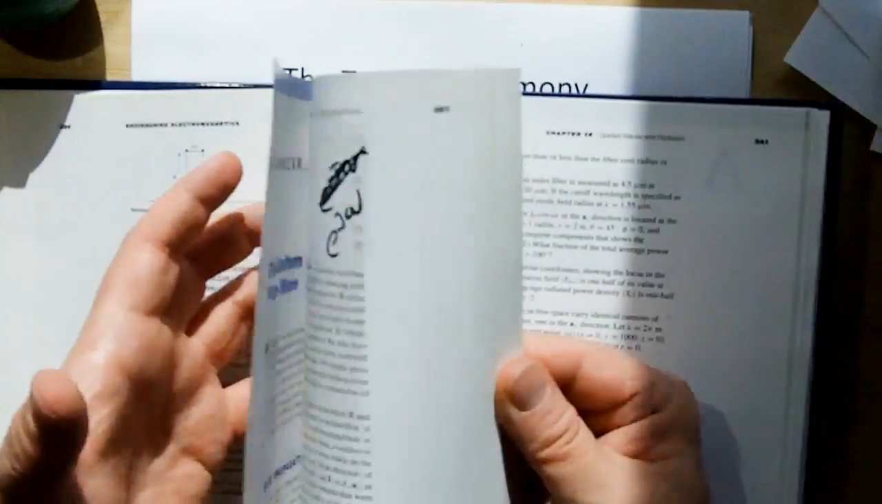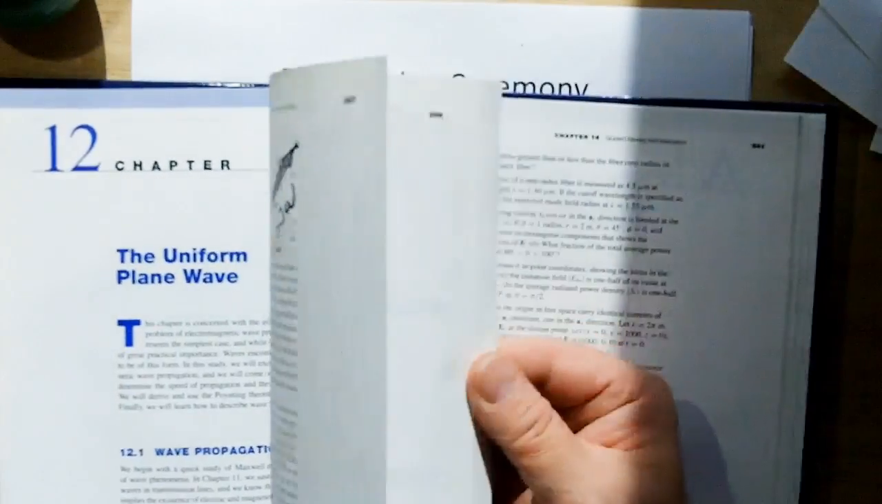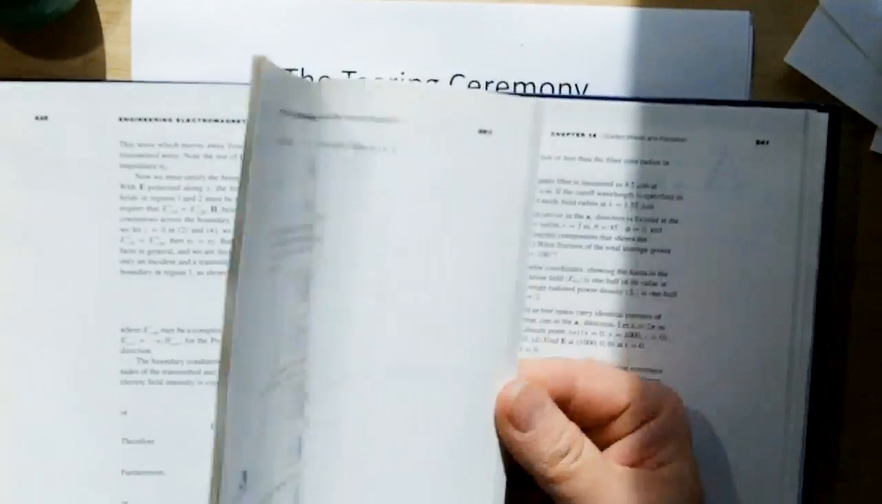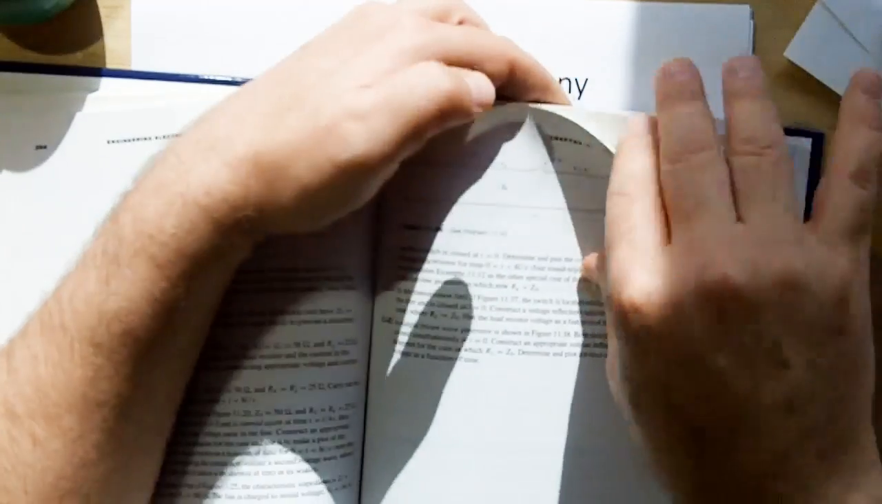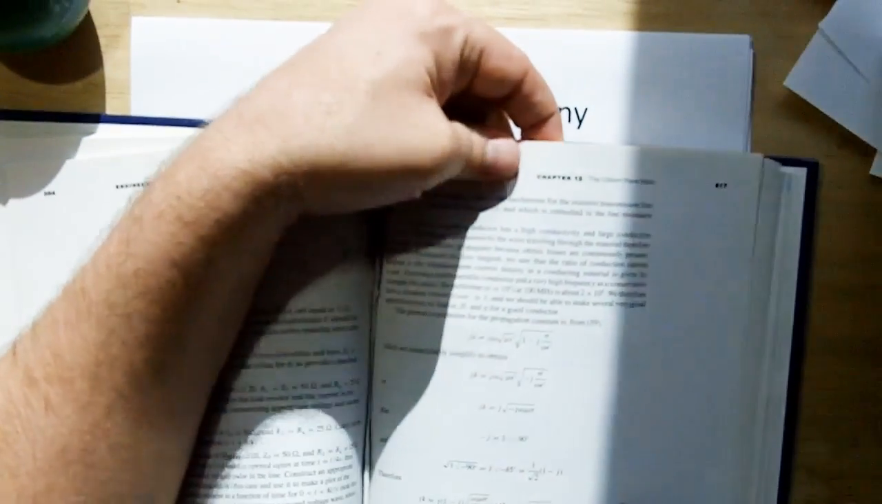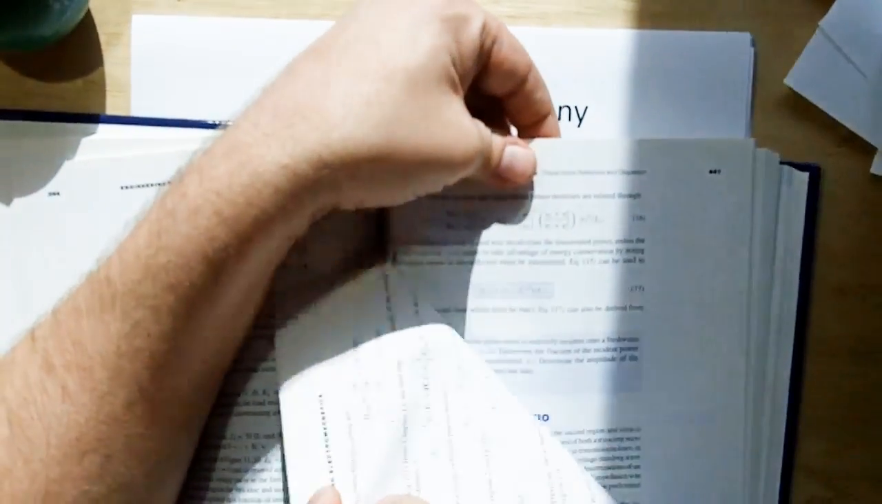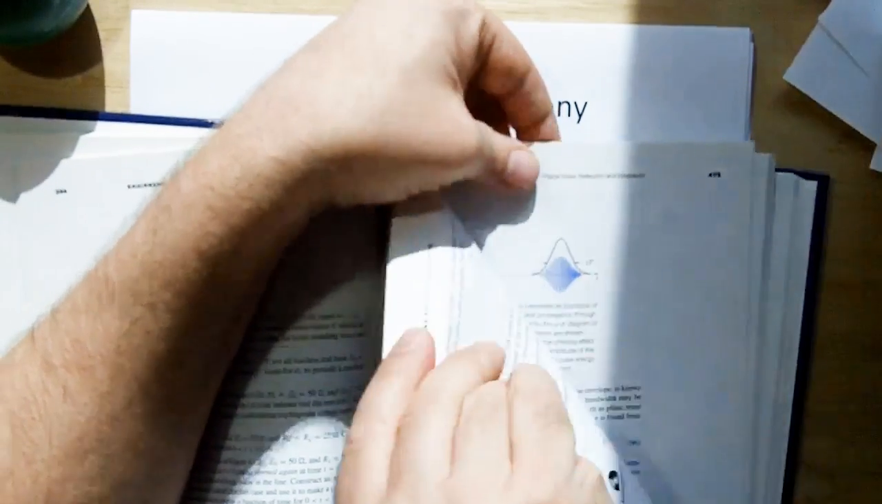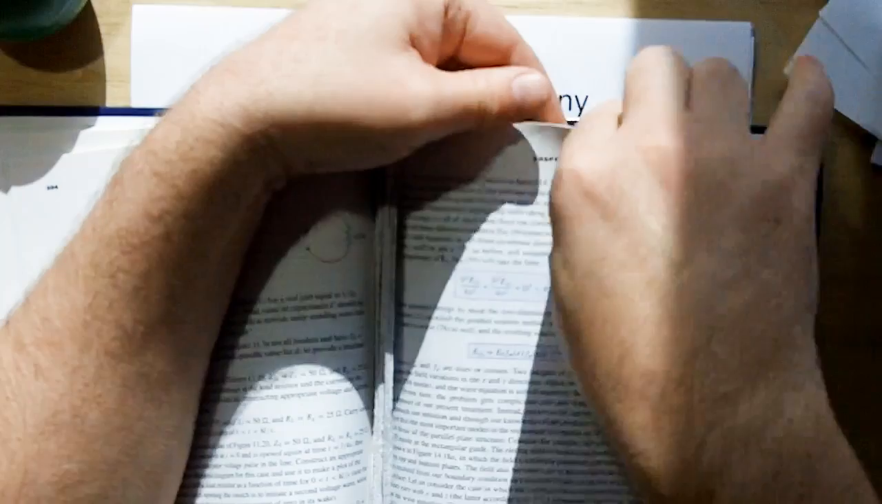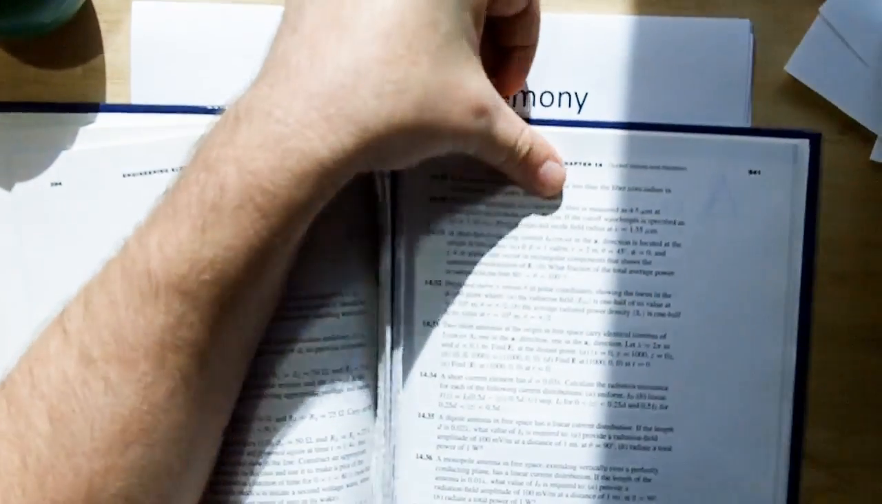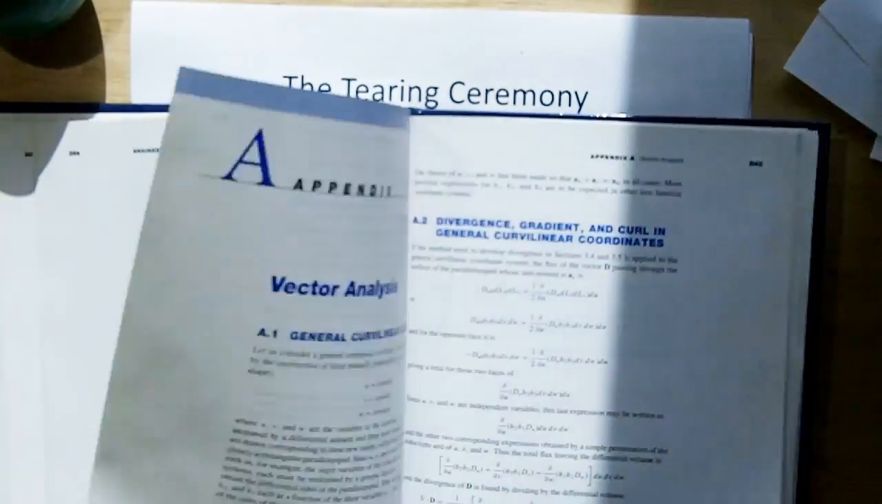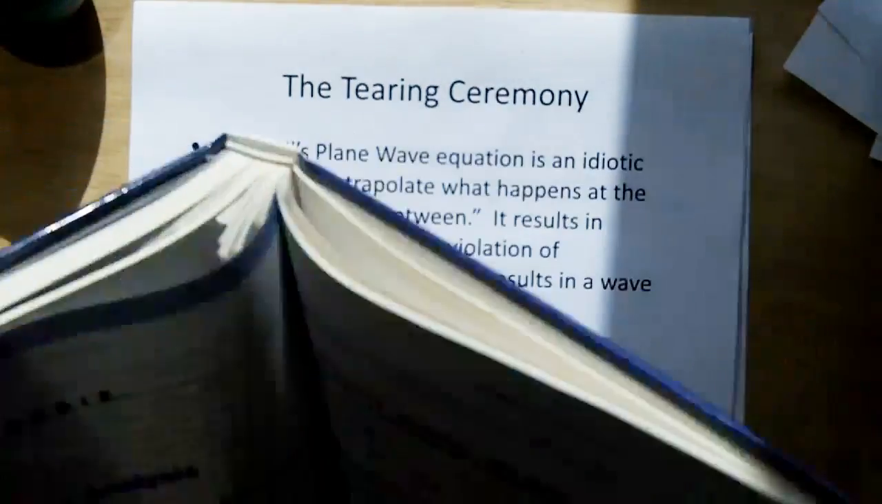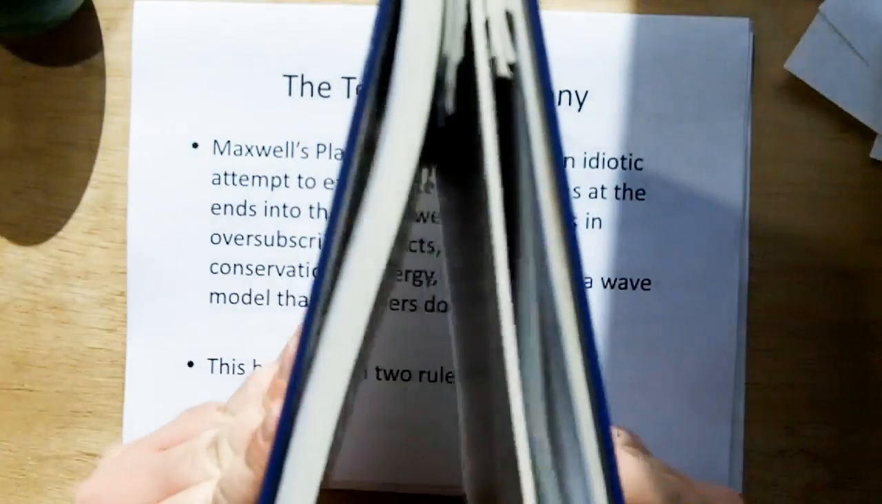But chapter 12 is the uniform plane wave, baloney, unicorn stuff. And this gets into guided wave models. We're going to get into that with Ethereal Mechanics and show you better models later. So, goodbye. And so we're pretty much at the appendices, and this is what's left of a modern textbook when you get rid of the garbage.